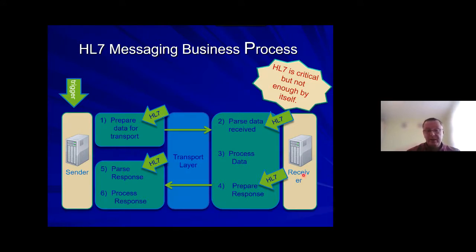So here we have at least 4 positions where HL7 encoding and decoding is required.